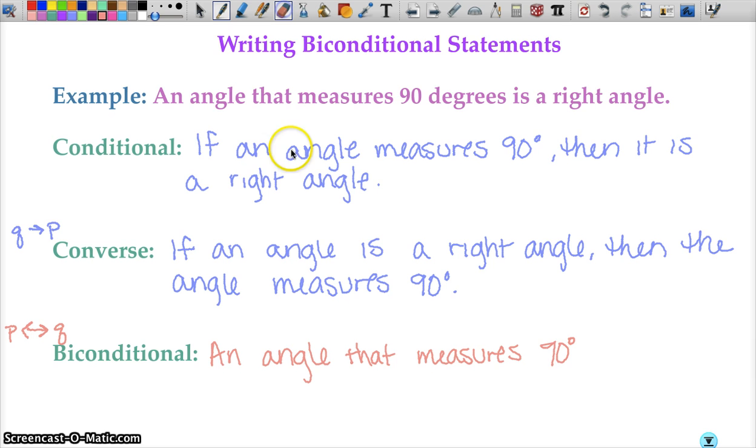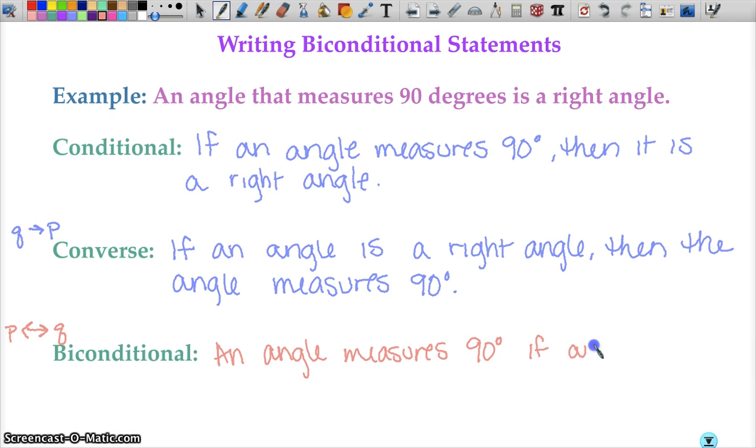Let's see. Okay, now that wording is not working for me. See, this one's a little bit difficult, and you too can do this. Let's see. How is this wording going to work? An angle, here we go, measures 90 degrees if and only if it is a right angle. All right, there we go.